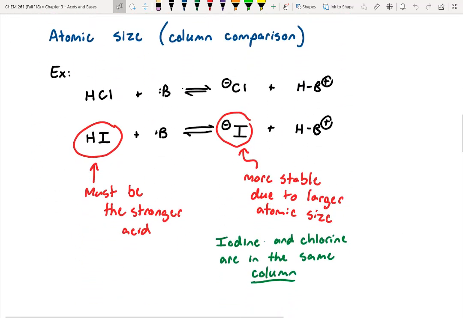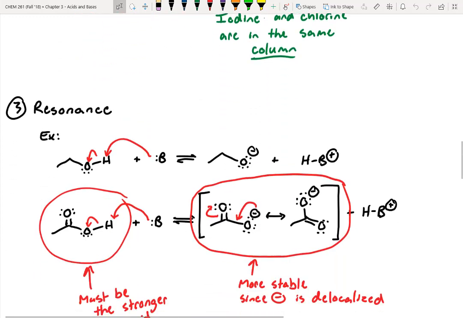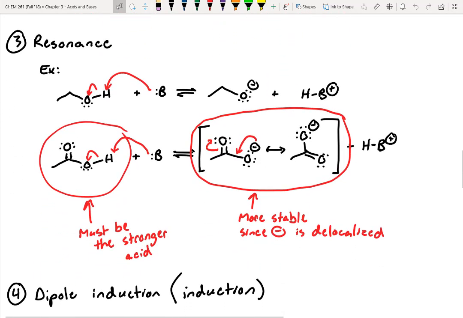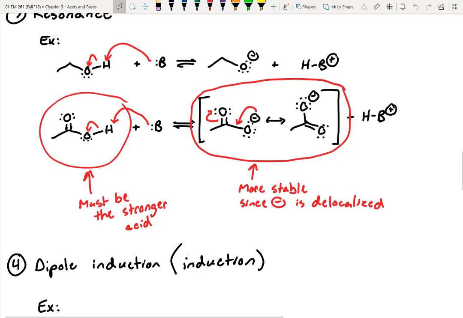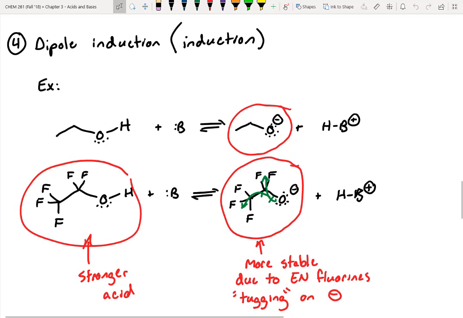With atomic size, we're comparing two atoms with the same charge that are in the same column. So in this case, iodide is much bigger than chloride. It's more stable, which means hydroiodic acid is stronger. Then after that, we go to resonance. Conjugate bases that have resonance are a lot more stable. So in this example, the carboxylic acid's more acidic. Then we saw dipole induction.